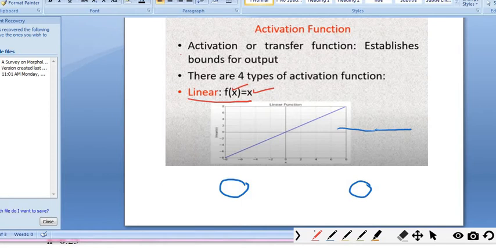As you can see here, for -2 input the output is also -2, and for input +4 we get the output +4 itself. Hence it is called a linear function. This is not practically useful, because if we give input as -4, the output most of the time will change and will not give the same output. So practically, most of the time we will not use the linear function as an activation function.